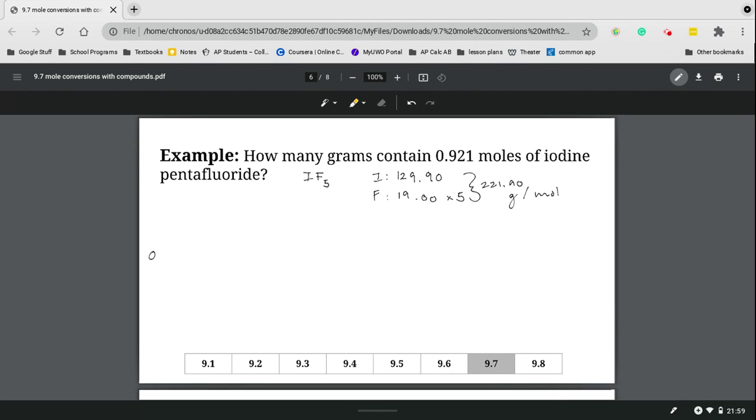We start with that 0.921 moles of iodine pentafluoride. One mole on the bottom, match mole to mole. We're aiming for grams, so 221.90 grams IF5 totals out to 204 grams iodine pentafluoride.